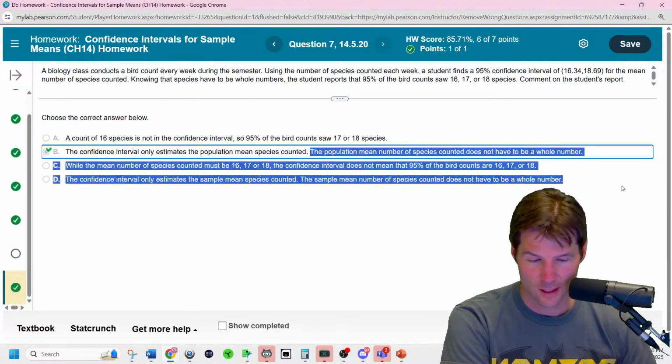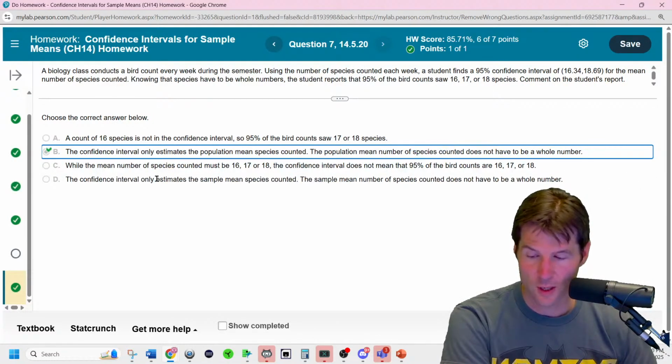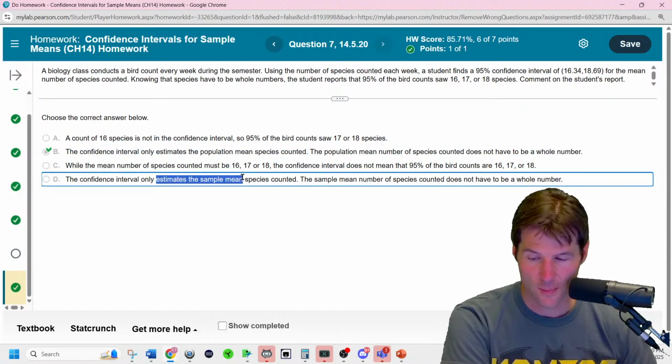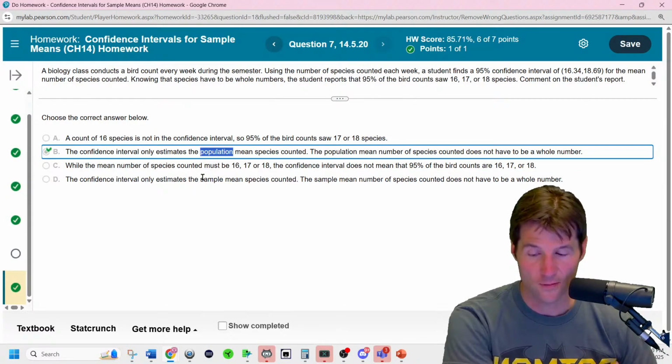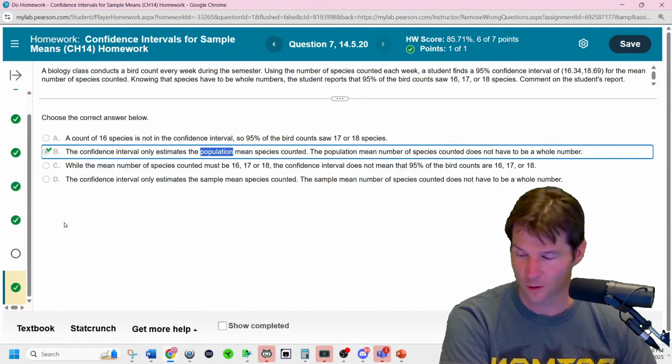Yeah. Confidence intervals do not estimate what a sample is. The sample is an estimate of the truth. So confidence intervals use samples to create estimates of the truth.